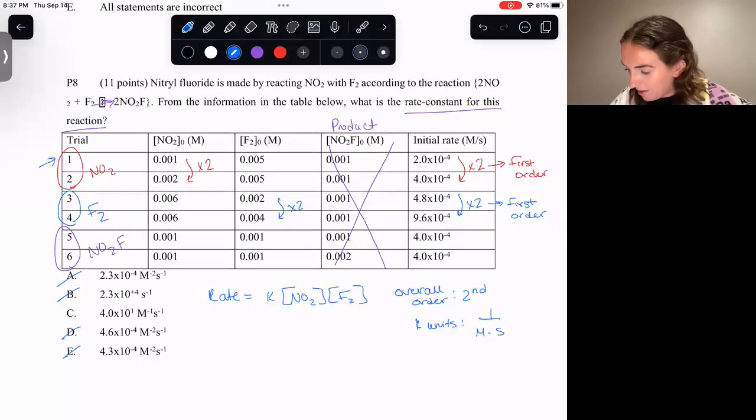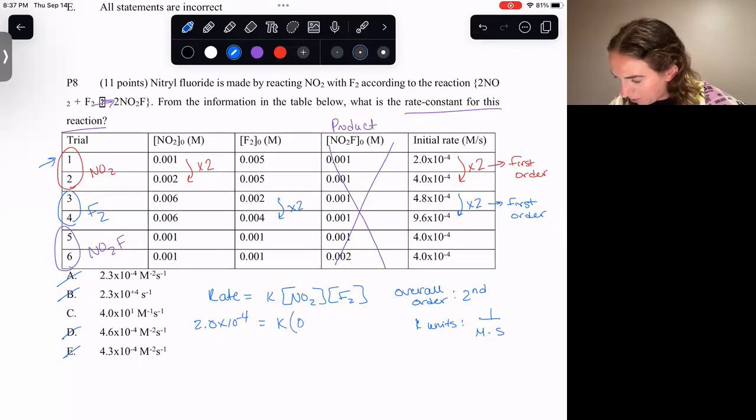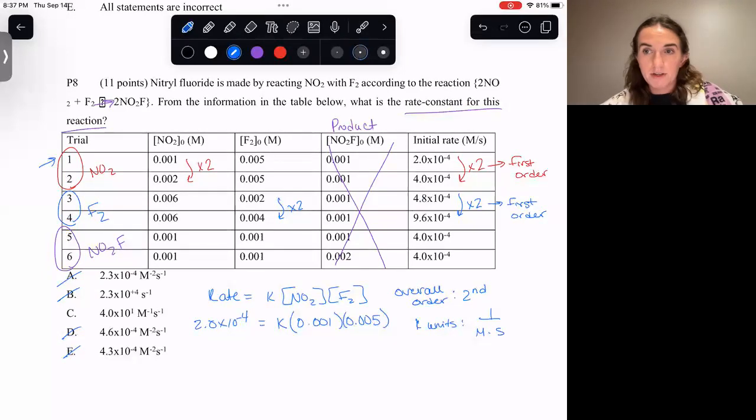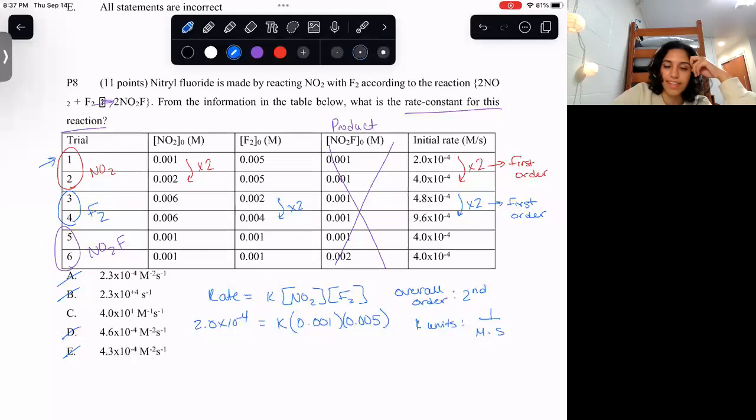We can plug in our rate, which is 2.0 times 10 to the negative 4. We don't know K, so that'll stay K. We have 0.001 and 0.005. And then you can solve for K and see if you get that 4.0 times 10 to the 1. Okay. Does that help you solve that one? It does. So if we're given a chart like this, we could just ignore the products entirely.